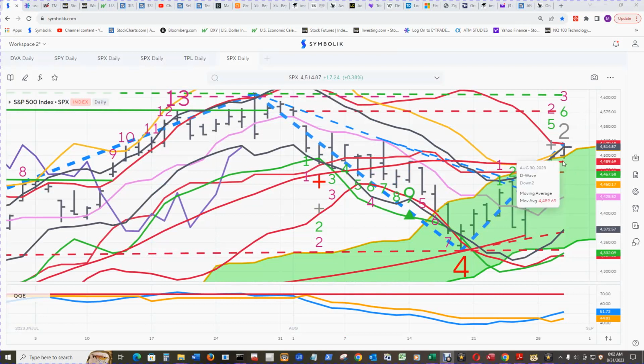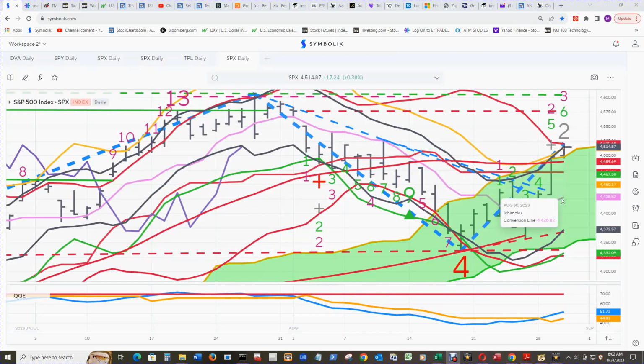Price is above pretty much all of the moving averages. The closest one to the downside is this 35-day simple moving average, part of the rainbow pattern, and the 20 simple moving average is still slightly below the 50 simple moving average. The 20's at 4446.08 and the 50's at 4464.